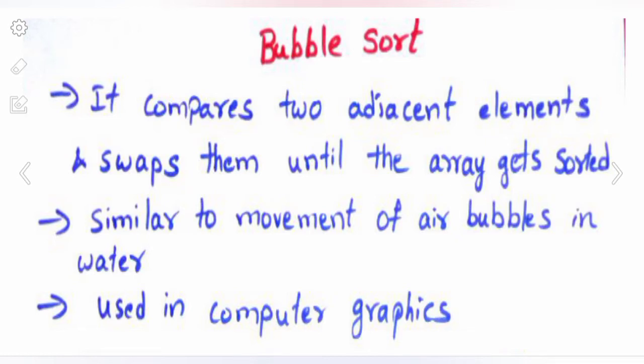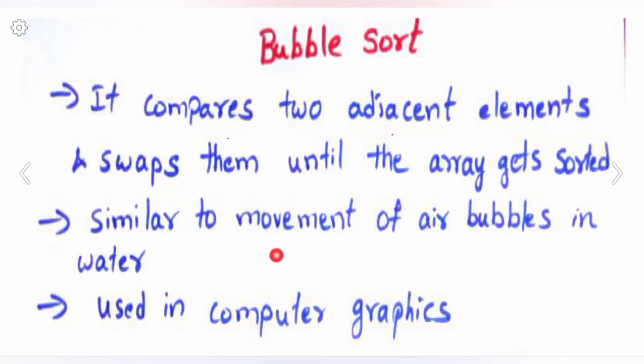So what is meant by bubble sort? It compares two adjacent elements and swaps them until the array gets sorted. We consider some data in an unsorted manner, compare the adjacent elements in the given array, and swap them if they are not in the required order. It is similar to the movement of air bubbles in water.